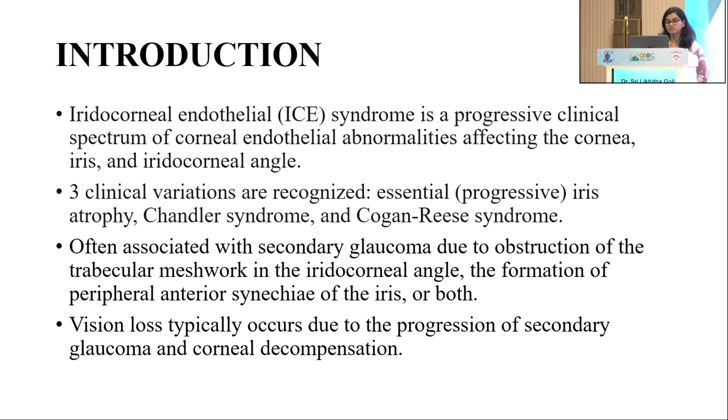It is often associated with secondary glaucoma, which is due to obstruction of the trabecular meshwork in the iridocorneal angle, the formation of peripheral anterior synechiae, or both can happen. Vision loss is typically due to progression of secondary glaucoma and corneal decompensation.